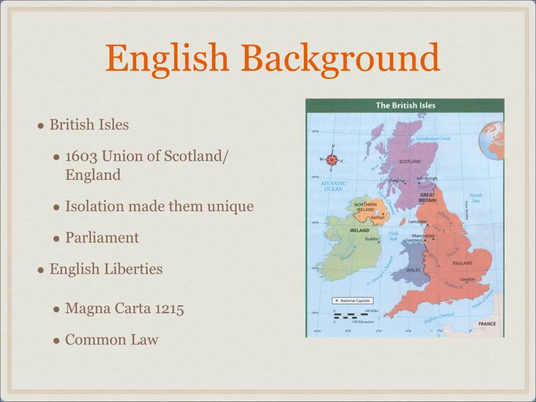In 1603, you have the union of Scotland and England. And this is where you start to see the first Union Jack, if you will. The Union Jack would be the combination of the Scottish flag, the English flag, and the Welsh flag, or Northern Ireland flag also. But the Cross of St. George laid over the Cross of St. Andrew is what the Union Jack is.